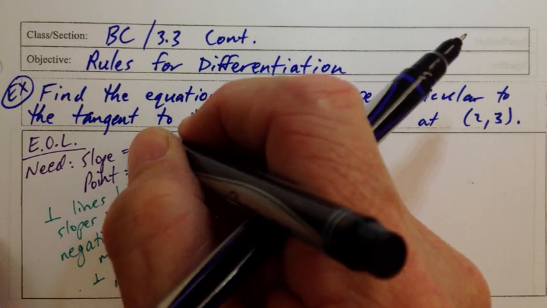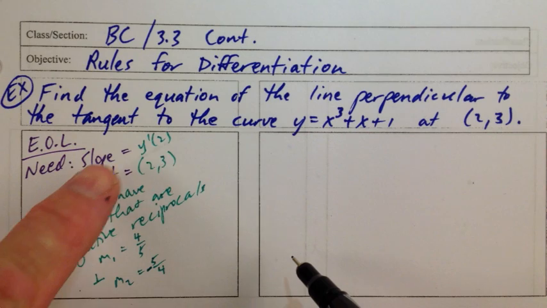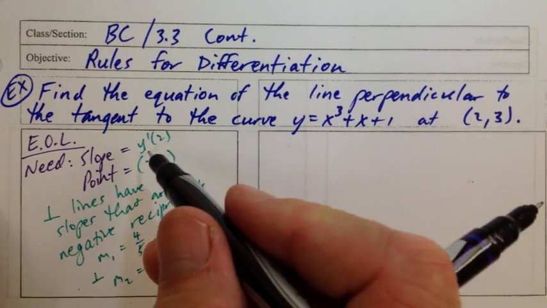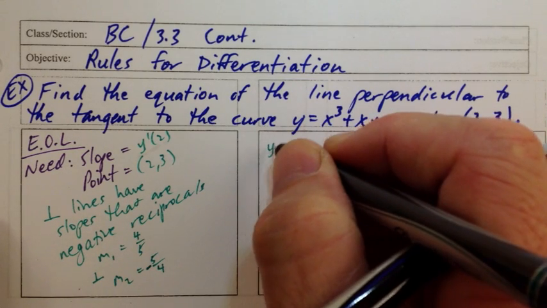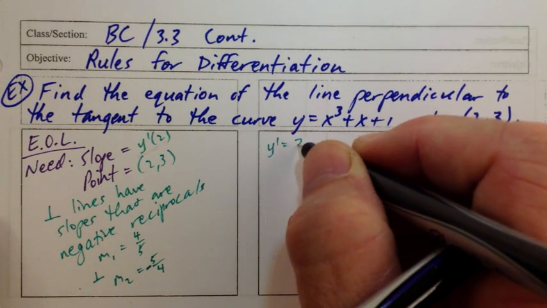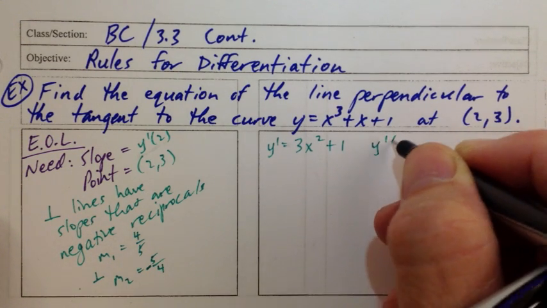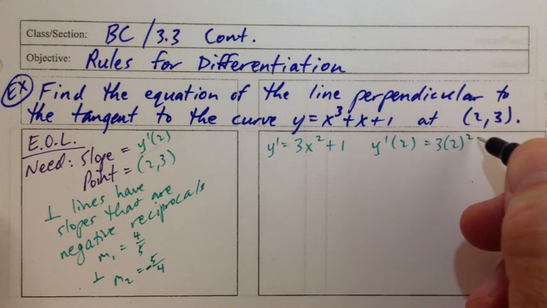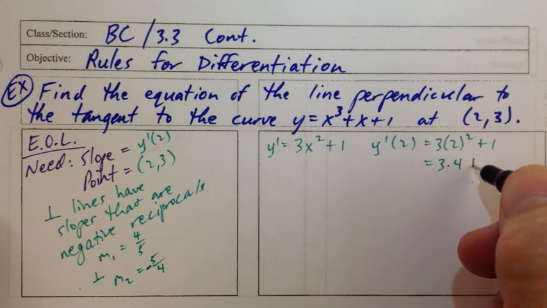And the slope would be y prime at 2 in this case. Actually, since we want the line perpendicular, we need the negative reciprocal of y prime at 2. So the first thing we need is to find y prime at 2. Y prime is easy to find if we know our rules: 3x squared plus 1. Well, y prime at 2 is equal to 3 times 2 squared plus 1. So 3 times 2 squared is 3 times 4, plus 1.